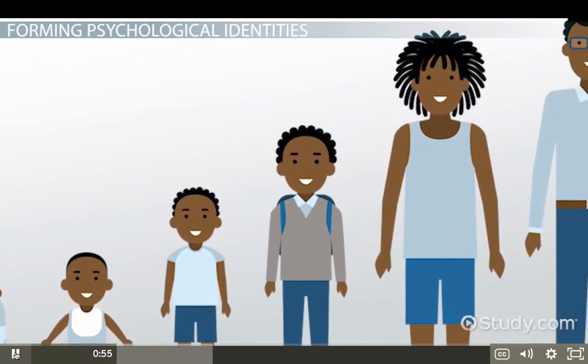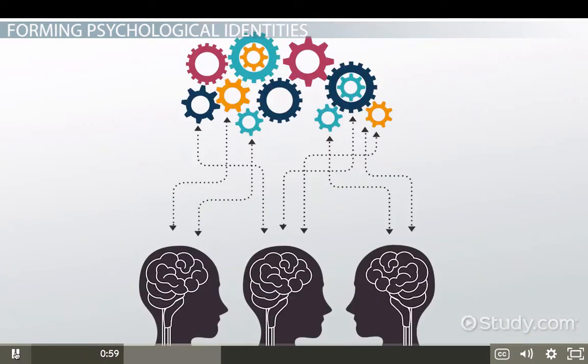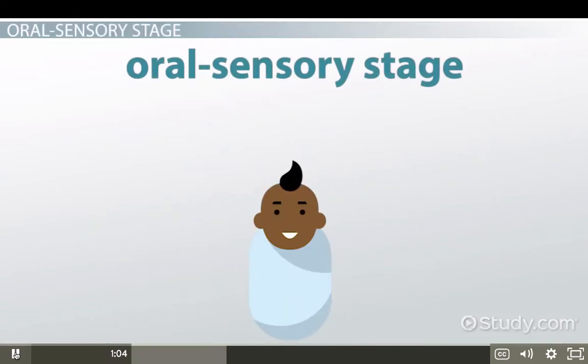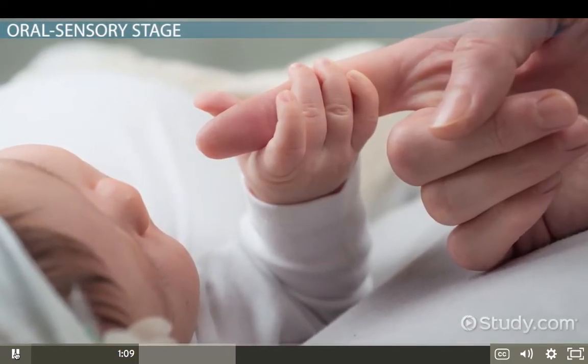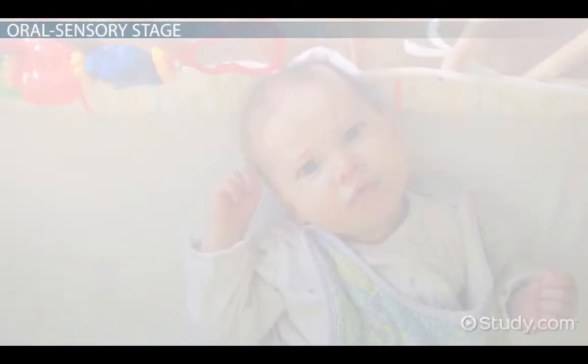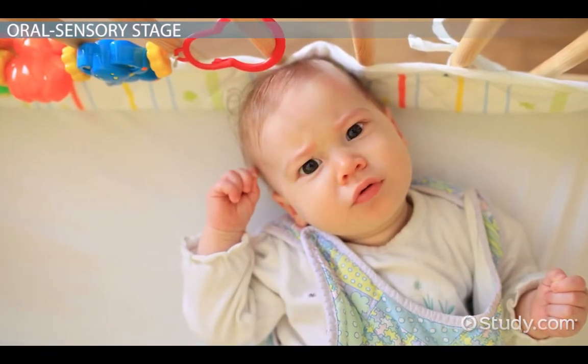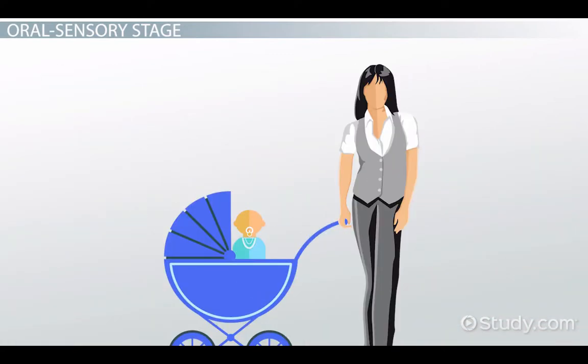We'll go through each stage and define it by its central conflict, as well as give some examples of behaviors and patterns of thinking characteristics of the stage. The first is the oral sensory stage, encompassing the first year of life and defined by a conflict between trust and mistrust. Infants during this time learn to trust their parents if they're reliably cared for and fed. If not, if they're neglected or abused, they'll develop mistrust instead. Infants at this stage either learn that they can trust others to fulfill their needs or that they can't, that the world is a dangerous and unreliable place.